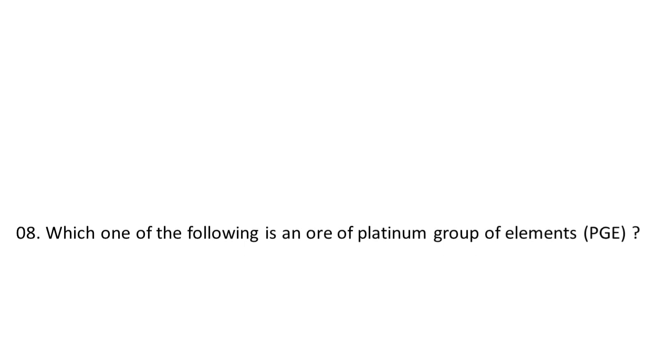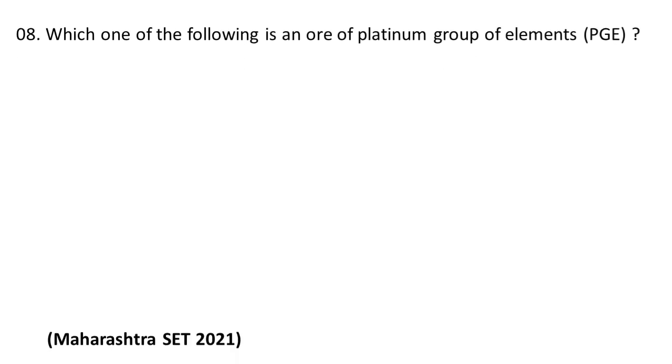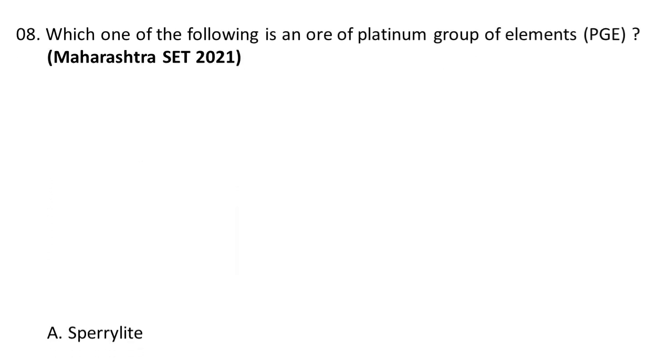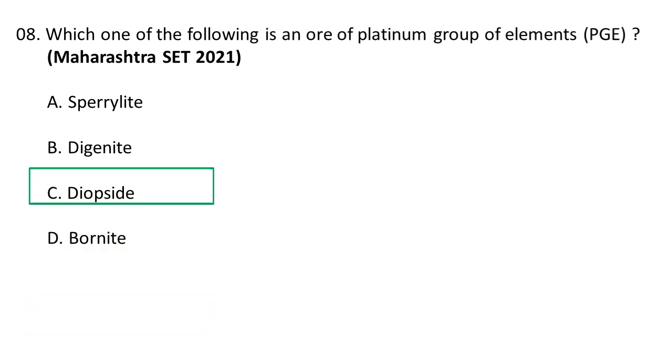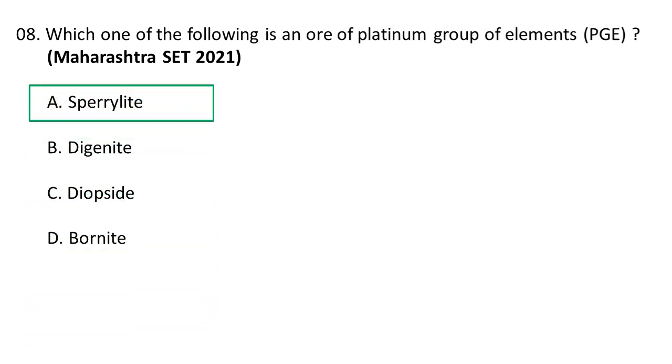Next question. Which one of the following is an ore of platinum group of elements, PGE? A. Sperrylite, B. Digenite, C. Diopside, and D. Bornite. Sperrylite is an ore of platinum group of elements. Sperrylite is a platinum ore and it's an end member of the platinum group of minerals, that is PGMs or PGEs. It's a platinum arsenide mineral with the chemical formula PtAs2.